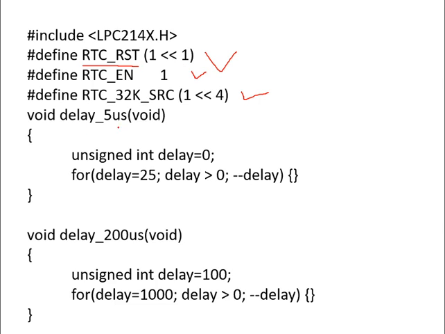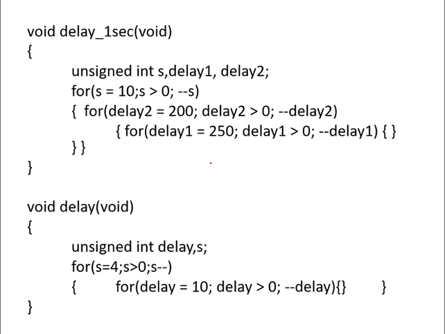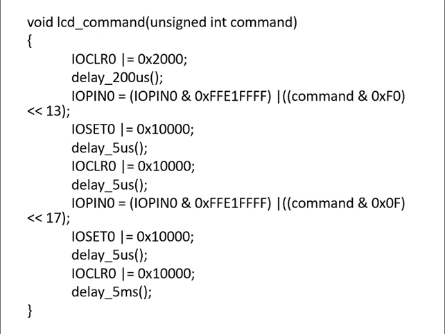Then the first delay is of 5 microseconds. This function will generate a 5 microsecond delay. This function will generate a 200 microsecond delay. Next, a 5 millisecond delay and a 200 millisecond delay are generated there. A 1 second delay. Different delays are there, and one more normal delay is used. Then this is the LCD command write function that is used for LCD interfacing.